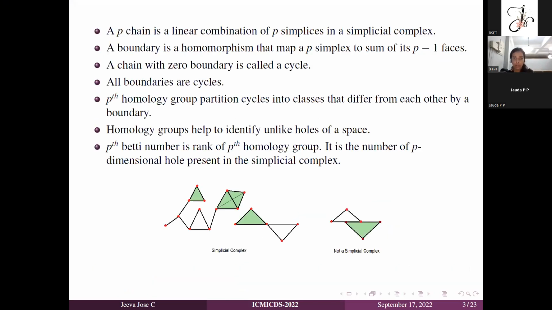Once we have a simplicial complex, we can collect all p-simplices and consider their linear combinations, and we call it a chain. The set of all p-chains forms a group. We can then define a homomorphism from a p-simplex to its (p minus 1)-faces. The chain with zero boundary is called a cycle. The fundamental lemma states that all boundaries are cycles. So it is essential to distinguish real cycles from boundaries. For that, we define the pth homology group. The pth Betti number is defined to be the rank of the pth homology group, and it basically gives the number of p-dimensional holes present in the simplicial complex.